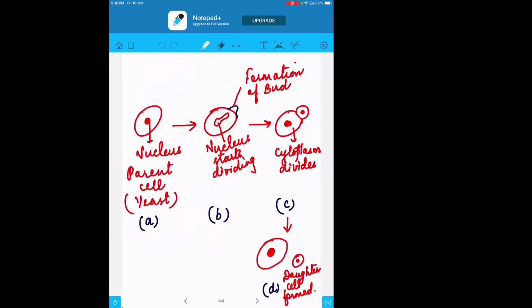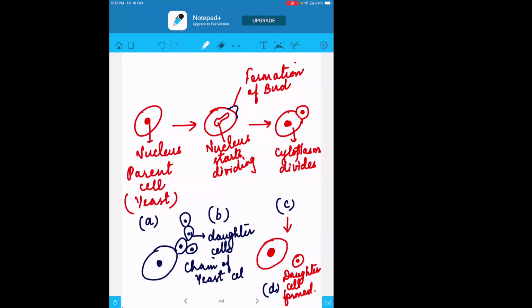And if the conditions are not favorable, they form an outgrowth where the cells or buds are present one above the other, like this. Here, they are the daughter cells. They all are daughter cells, and these all are a chain of yeast cells. So this is what happens when the conditions are not favorable to them.